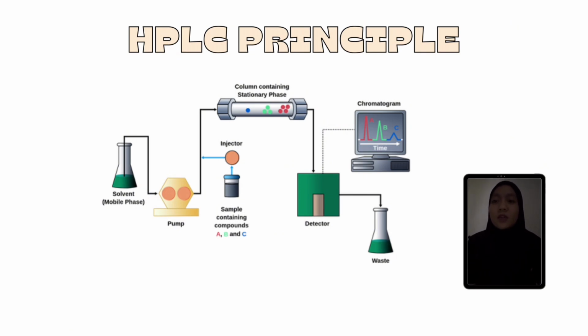Subsequently, the individual components of the sample migrate through the column at different rates because they are retained to a varying degree by interactions with the stationary phase. After leaving the column, the substances are detected by a suitable detector and passed on as a signal to the HPLC software on the computer.